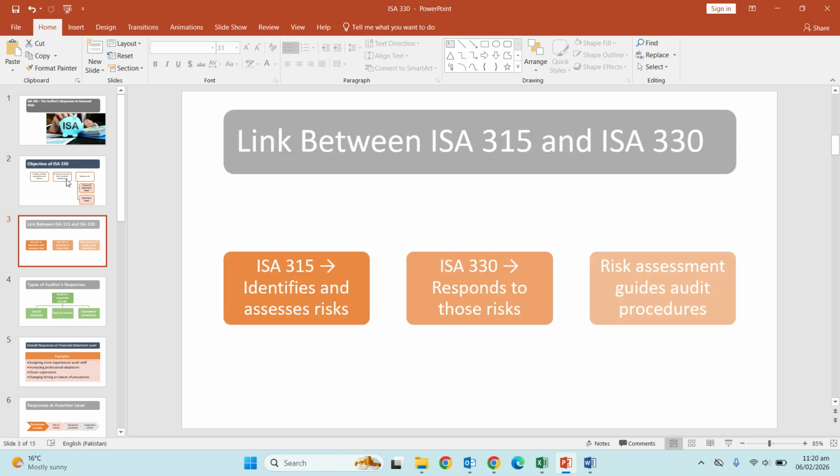So here is the link or relationship between ISA 315 and ISA 330. ISA 330 cannot be applied without ISA 315. ISA 315 focuses on identifying and assessing risk, whereas ISA 330 focuses on responding to those risks. So, in simple terms, ISA 315 asks what can go wrong, and ISA 330 asks what the auditors will do about it. The auditor's risk assessment directly influences the nature, timing, and extent of audit procedures.